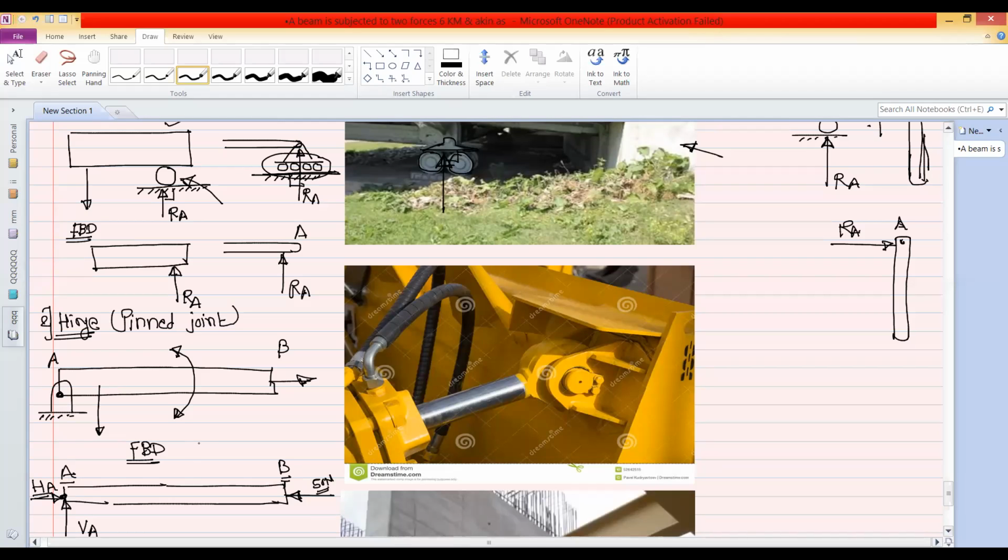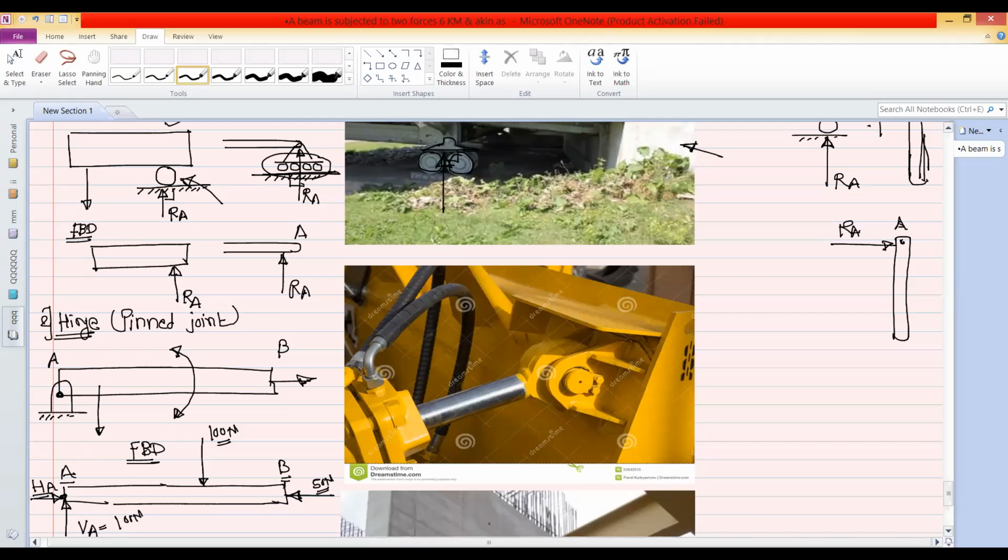Okay. And suppose we apply one force in the downward direction. Let us take this force as 100 Newton. So hinge support A will offer the reaction in the opposite direction to the applied force. So this reaction VA must be equal to 100 Newton in the upward direction, so that the conditions of equilibrium, summation Fx = 0 and summation Fy = 0, will be satisfied.